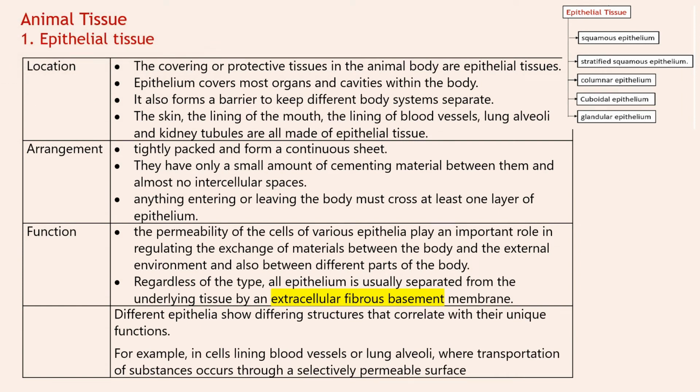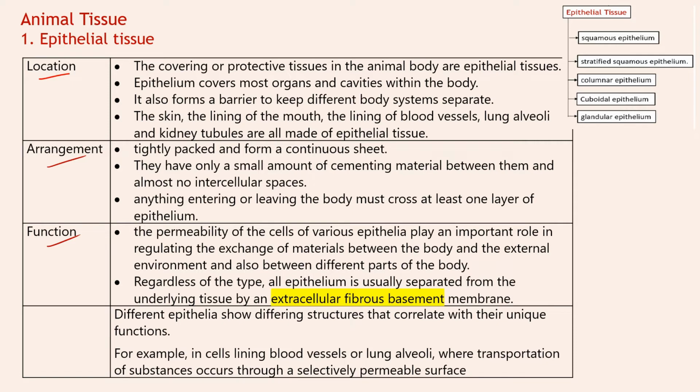So first let us learn the location of the epithelial tissue, the arrangement of epithelial tissue and the function of epithelial tissue. Now the outer layer in the animal body is made up of epithelial tissues. Epithelium covers most of the organs and cavities. Sometimes they separate one body organ from another. So they form the outer layer or cavity around an organ or body system.